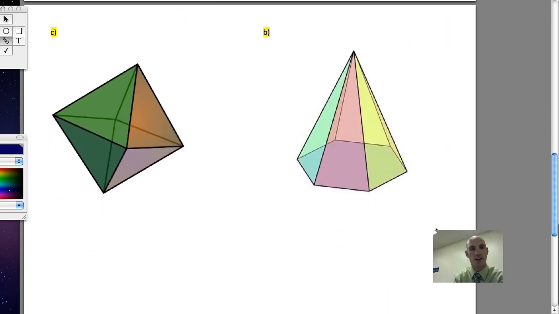And so I want you to take a look at these two and tell me what you think. Count up the number of faces, edges, and vertices, and verify Euler's formula.